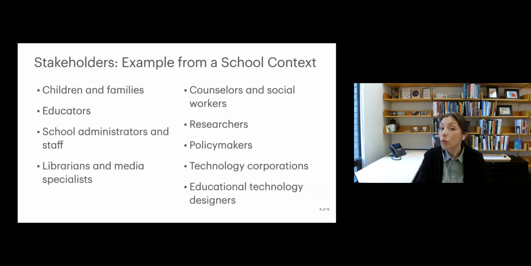For instance, in a school context that many of you will be familiar with, the actions of any of the groups listed here might affect how some data is collected and used. So what one group, like a technology corporation and its executives, say is adequate privacy protection for a child or for a student, may not be seen as adequate by another group, like teachers or families.